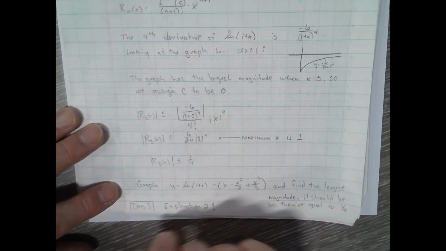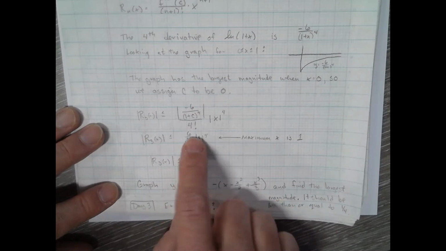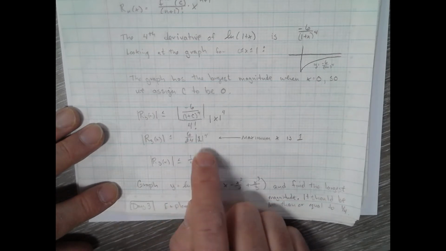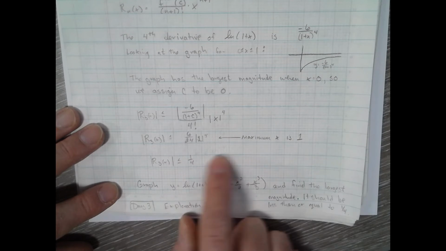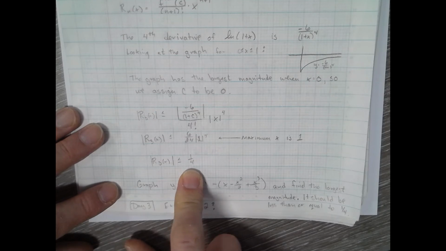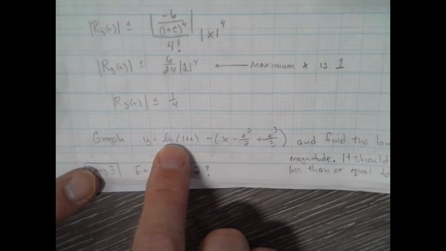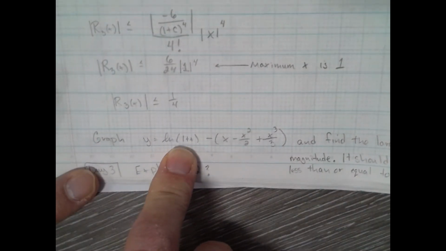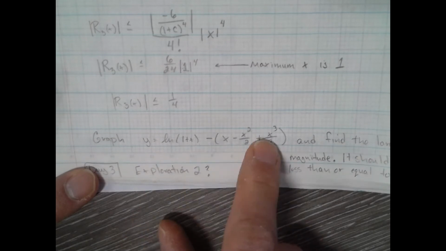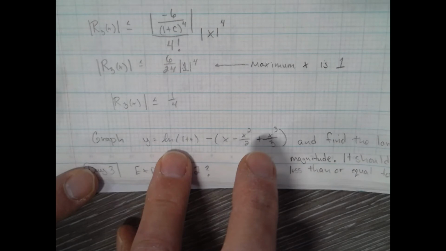Okay, so according to the remainder theorem, once we simplify 6 over 24 times 1 to the 4th, the maximum would be 1/4. Okay, our error will not be more than 1/4. So if I wanted to take a look at what the error actually is, I could graph the function we're approximating minus the actual function, and that would give you the error. So how far apart are they? Just do one minus the other one.